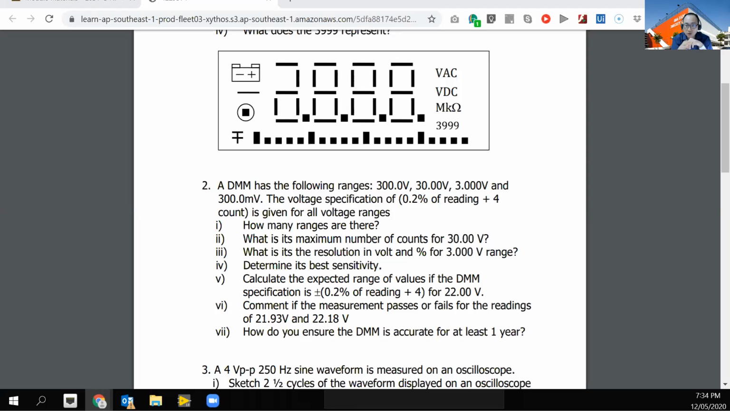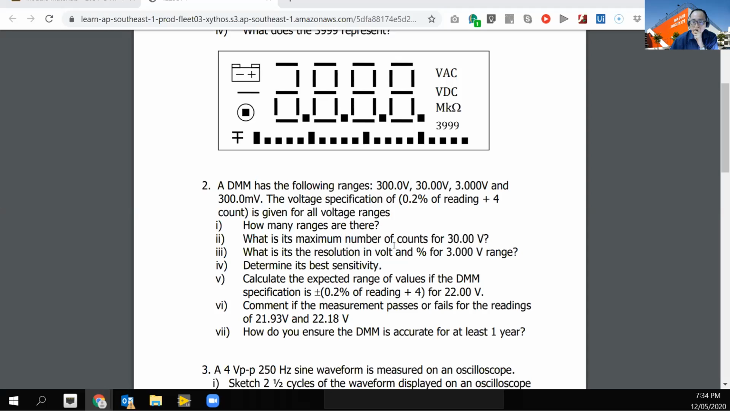Determine the best sensitivity. If you look at this question on part 4, determine the best sensitivity. The best sensitivity obviously is the smallest range that you can set. You set to the smallest range, measuring a very fine resolution, based on the same 3.5 digit DMM. So I think this one must be clear for all of you.